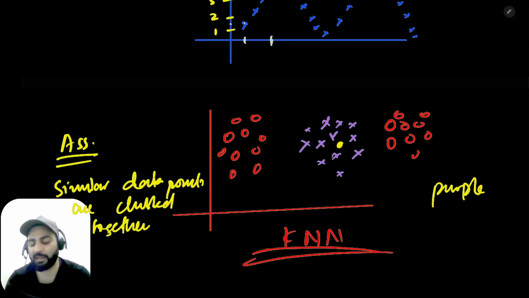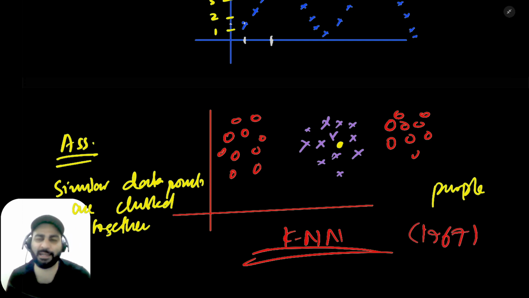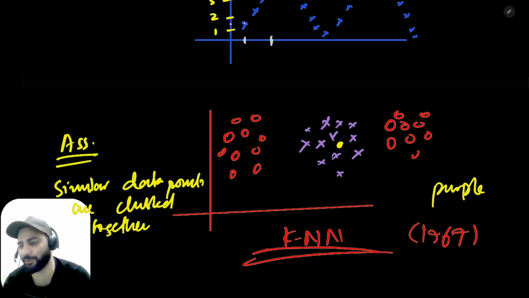This is my data and this is the K nearest, and this algorithm is actually performing well. I think it was 1967 when this algorithm was found. There was nothing special about the algorithm though. So the assumption was that birds of the same feather flock together. If you have a data point which is close to some neighbors, that's why it's called neighbors, then it belongs to those points. Okay, so that was the assumption.